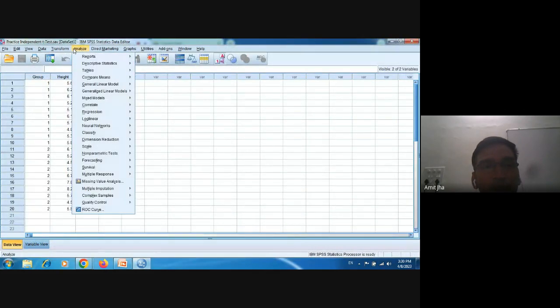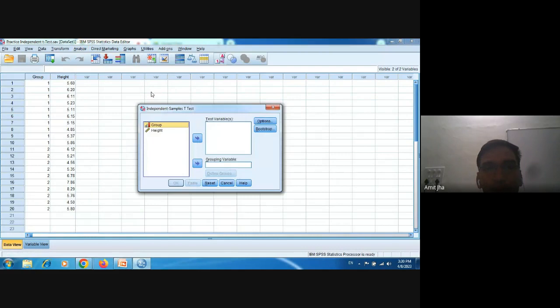Now let's go for independent t-test. See, this is independent t-test. Now test variable is there. This is the height. Height is the test variable. So we have put another test variable. What we do, I show you again. We just select the height and put it under test variable. Now group. Group is another grouping variable.